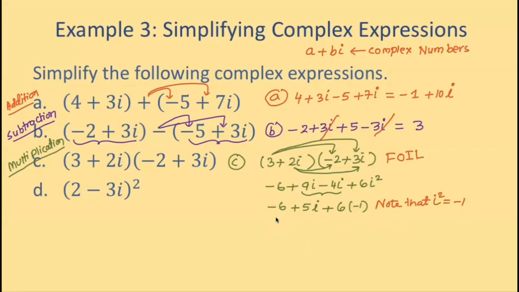So now let's rewrite this. We have a negative 6 plus 5i. Then 6 times negative 1, that's a negative 6. So when you combine, let's see what we get. We have a negative 6 and a negative 6. Negative 6 and negative 6 is how much? Negative 12, and then we have plus 5i.